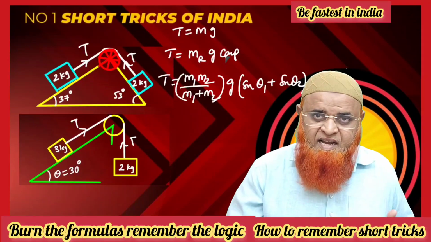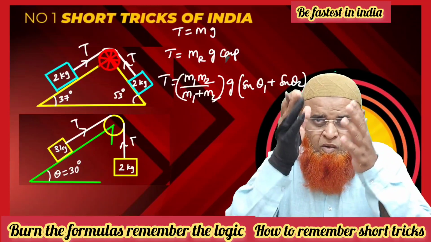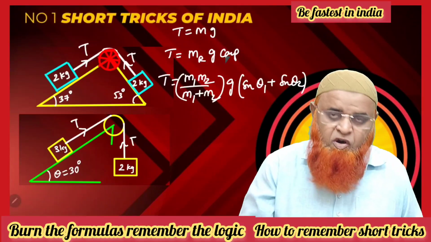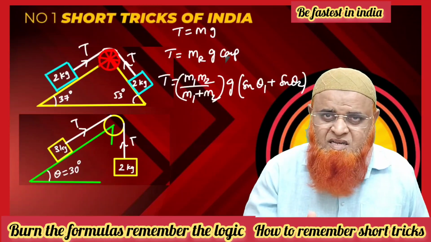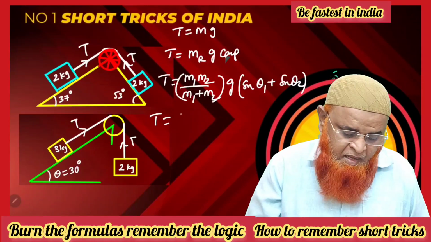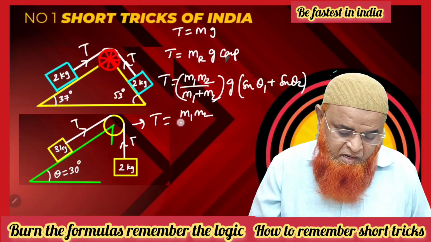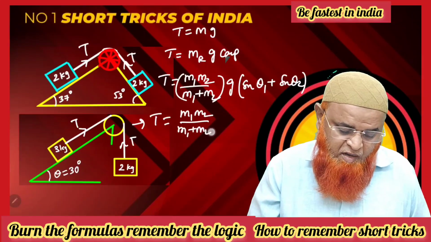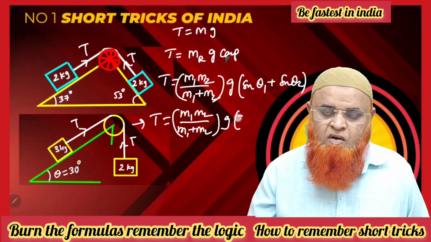Now the next is the second case. In the second case, one is resting on the wedge, one is hanging. So the same formula which is derived above should be modified a little bit. That's it. What are the modifications? Here T you will write the same formula. m1 m2 by m1 plus m2 only, for this wedge I am talking. g like that only you have to write.